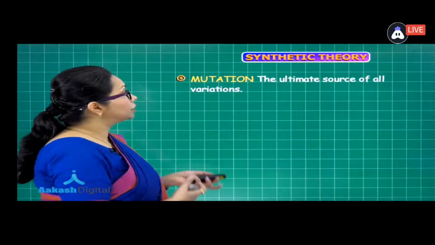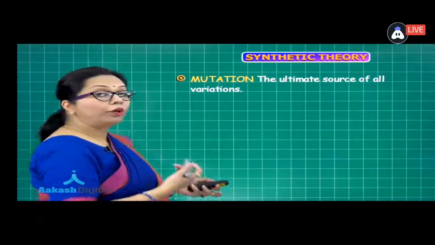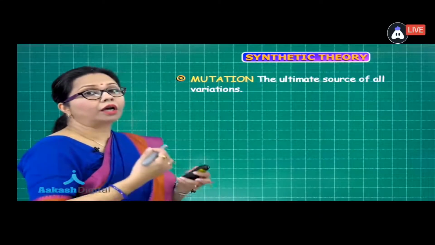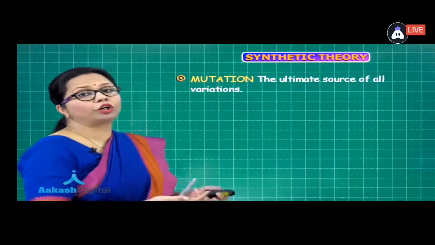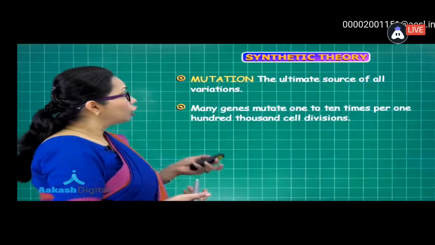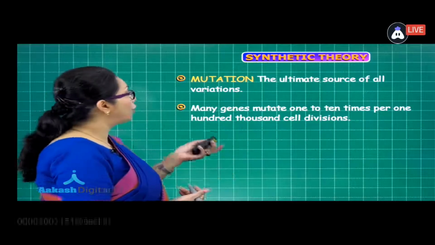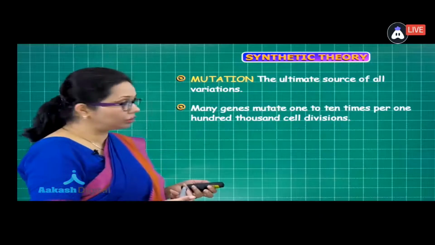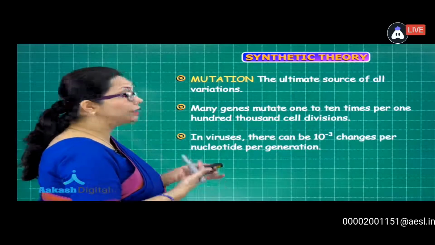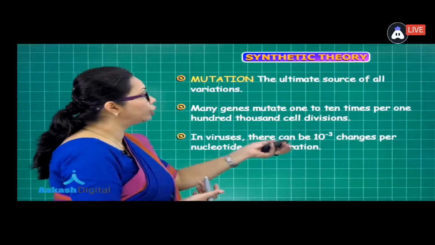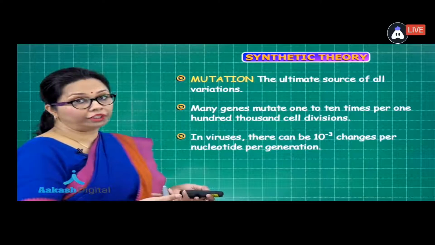So mutations are the ultimate source of all variations that we know about, because for a particular gene, the different forms, that is the different alleles, they arise because of mutation. So many genes mutate 1 to 10 times per 100,000 cell divisions. And in viruses, this mutation rate is comparatively higher. It would be 10 to the power minus 3 changes per nucleotide per generation.